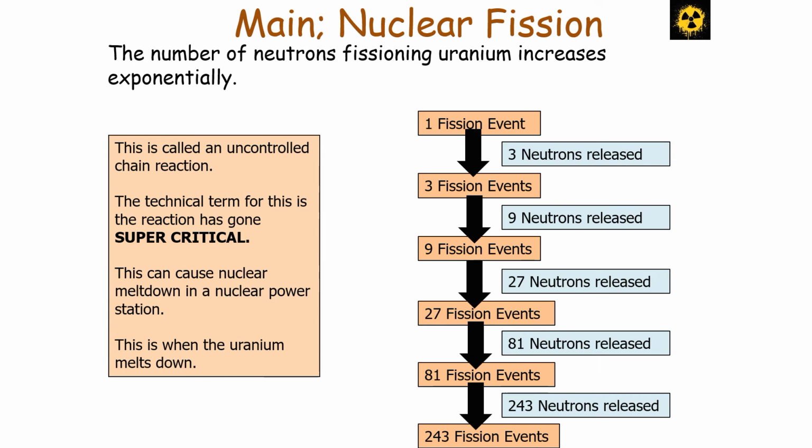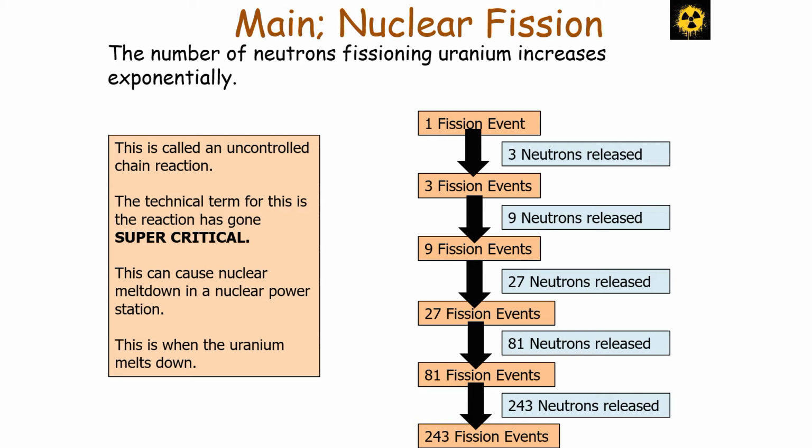Now the number of neutrons fissioning uranium increases exponentially. We call this idea an uncontrolled chain reaction. The technical term for this is we say the reaction has gone supercritical. This can actually cause a nuclear meltdown in a nuclear power station, which is when so much energy is released the uranium fuel actually melts.